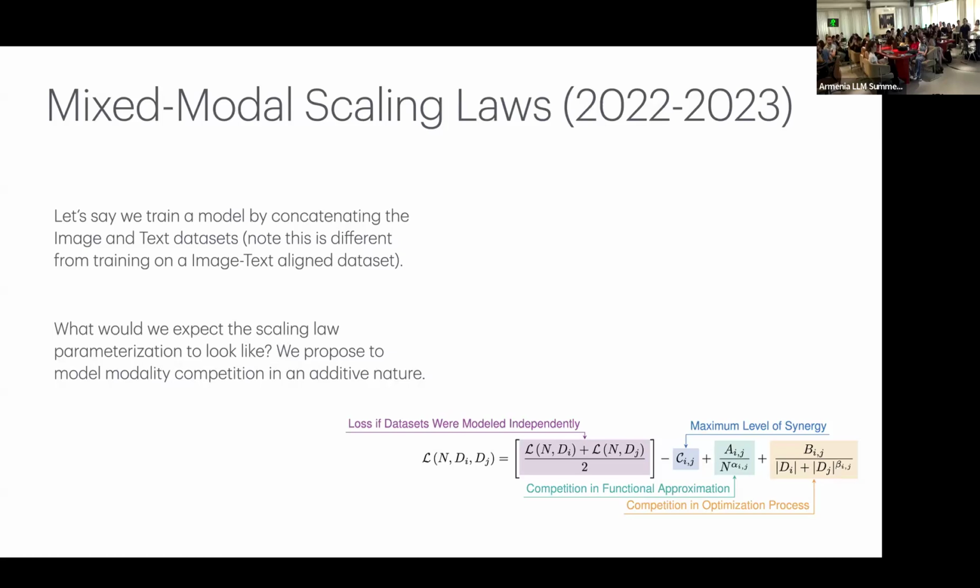There is a question. Why is the power of DI in the denominator 1? For the competition and optimization, there is DI plus DJ to the power of beta IJ. And why is DI 1? I'm pretty sure this is a typo. Yeah, there should be an additional power. It should be DI to the power of beta IJ plus DJ to the power of beta IJ. We did correct it in the paper. I guess this is just the old screenshot.